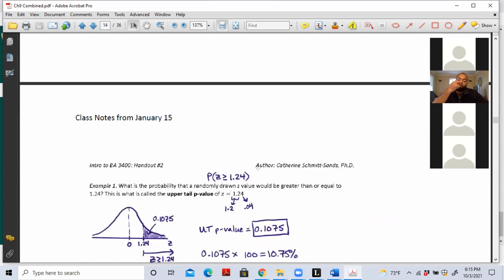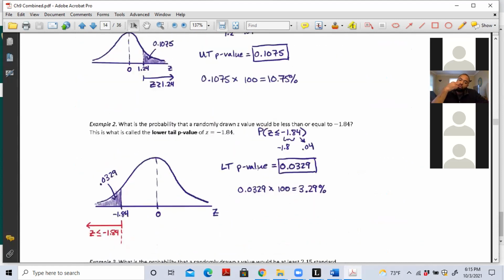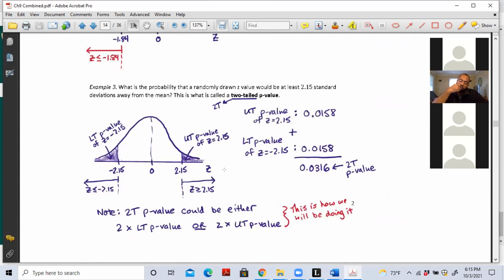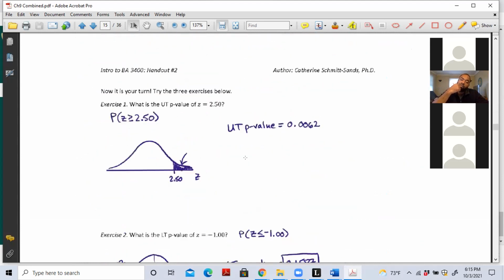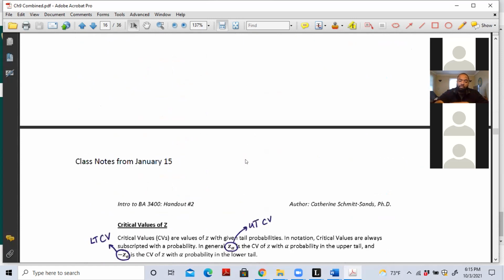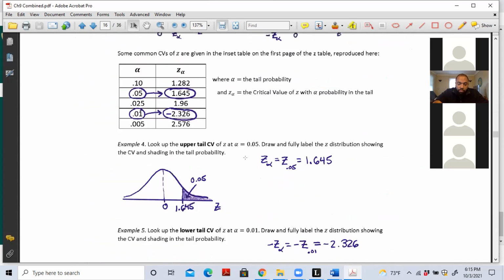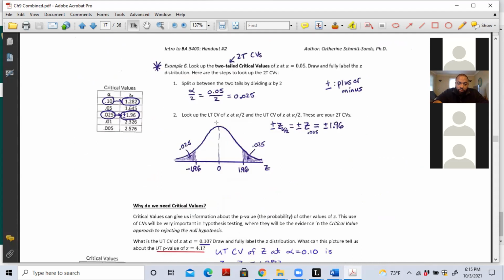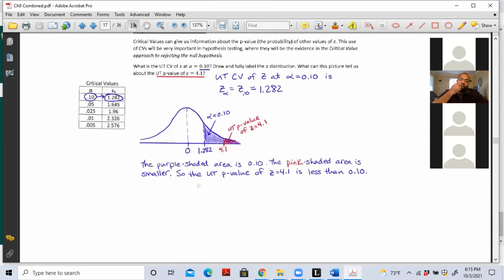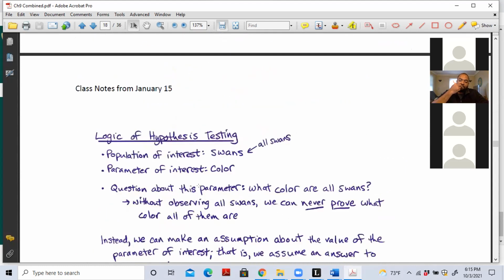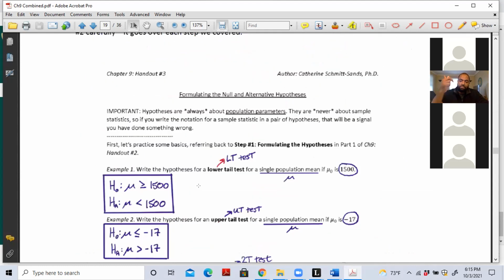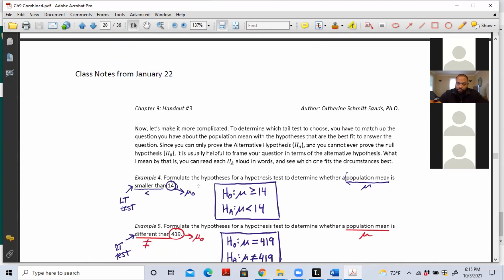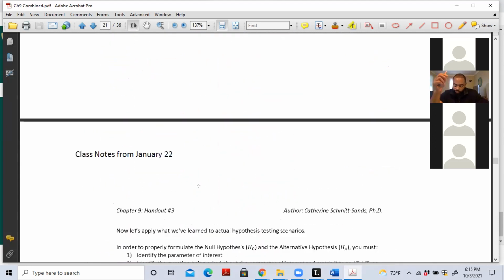Let me tell you another thing. These kinds of things we did in the exam, like the critical value approach, the p-value approach, and the logic of hypothesis testing. You don't need to go through those that much.